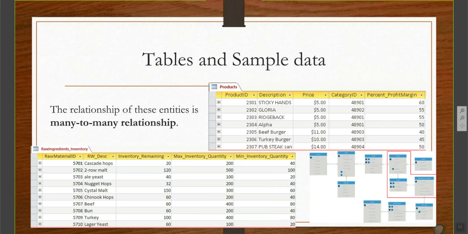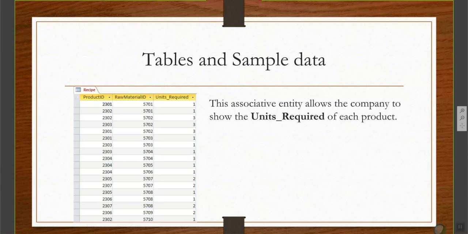Here's the bridge entity named recipe. This bridge entity allows Block 15 to show the units required in raw material ID for each product ID. This information is very helpful for the company to keep track of the number of raw material units required for each product ID. Then let's move on to the next many-to-many relationship.